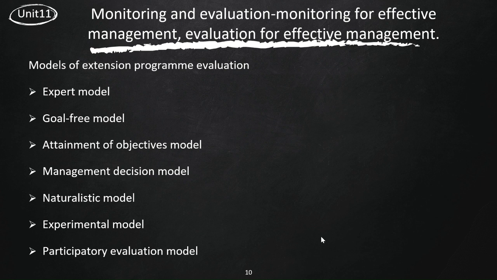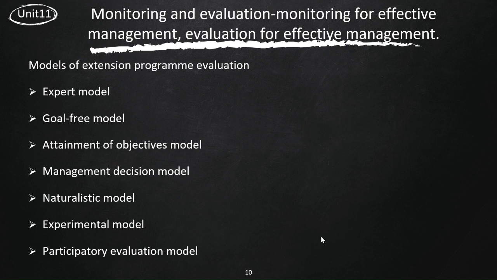Then we have the goal free model. It focuses on external evaluators who also identify environmental and farming conditions and compare them to the needs identified by the extension program and to what people experience as a result of the implementation. This is used to identify the needs of the program, whether they have been met, and then uses the information to make changes. It looks at external things, environmental, farming conditions, and all those.